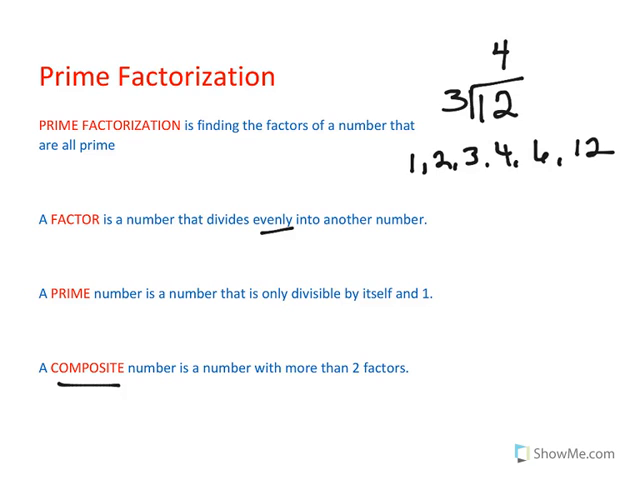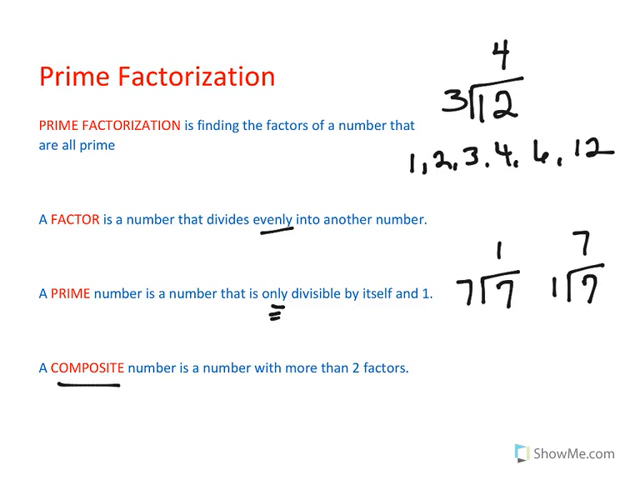Therefore, the number is composite because it has more than 2 factors. It has 6 factors. Prime numbers are only divisible by themselves and 1. So if I took the number 7, I could divide that by 7, it goes 1 time, or I could divide it by 1 and go 7 times. Those are my only options. There are no more factors. It only has the factors 1 and the number itself. That means that it's prime. 1, however, is not prime.